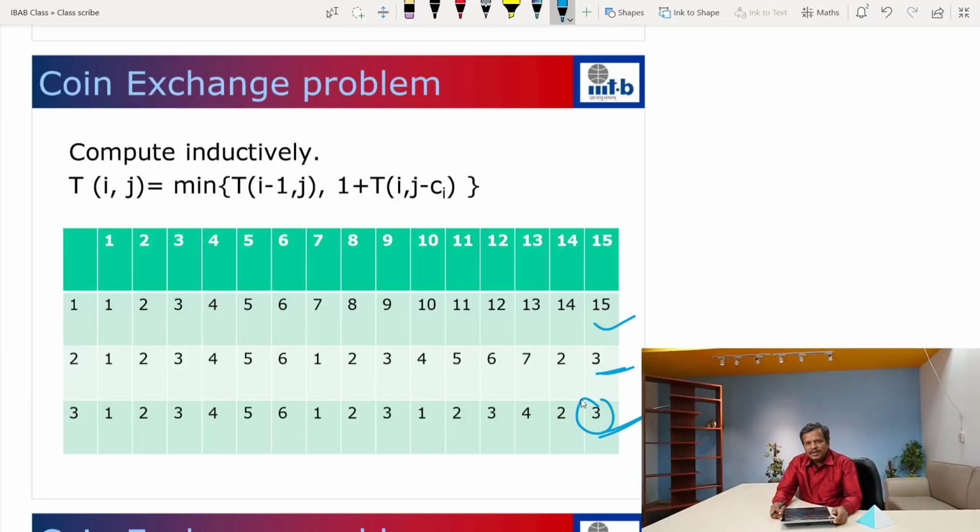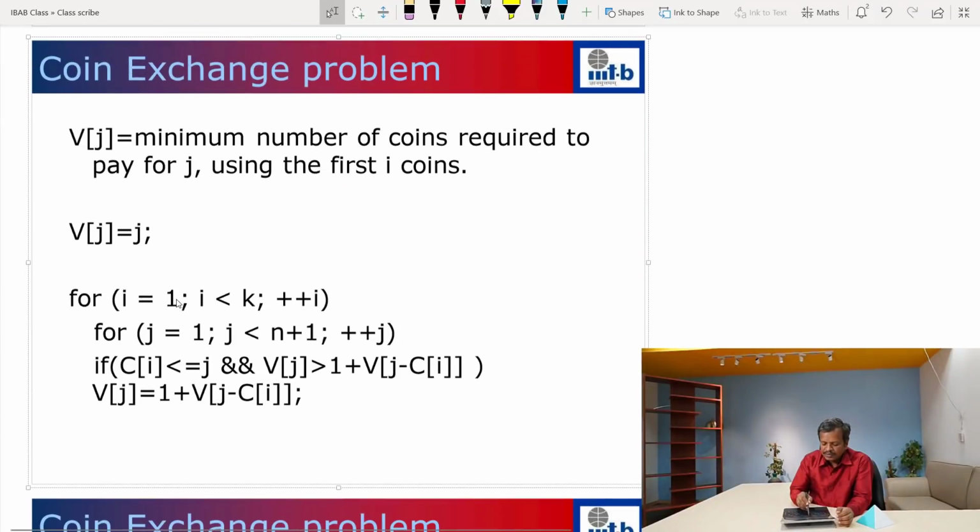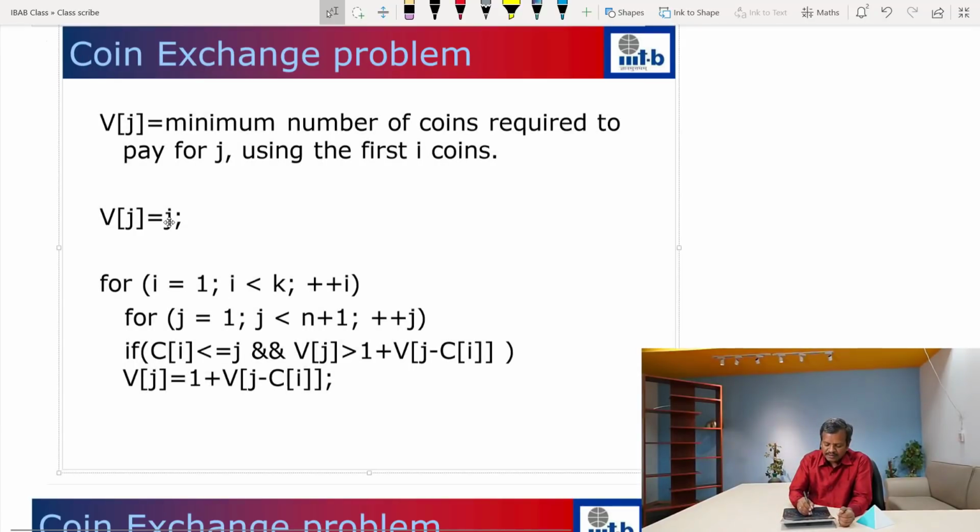The assumption is that when I go inside the inner loop, I am considering the ith coin. So if I am allowed to use the ith coin, the condition I am checking is whether I will use it. I will use the ith coin only if the present value of V of j, which did not use the ith coin, is greater than 1 plus V of j minus c of i. If I use the ith coin, then I have to consider the minimum number of coins required to pay for j minus c of i, so this will be 1 plus this.